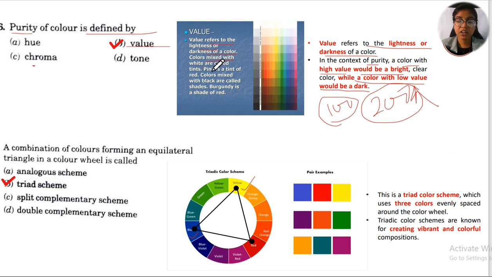Colors mixed with white are called tints. This is also an important point. When we mix any color with the white color, then it will form the tint of that color. Pink is a tint of red. Suppose if you mix white color into red, you will get pink color. So pink is the tint of the color red. In the same way, colors mixed with black are called shades. When you mix any color with the black color, then it will give the shade of that color. For example, burgundy is the shade of red. When you mix red with the black color, you will get the burgundy color.